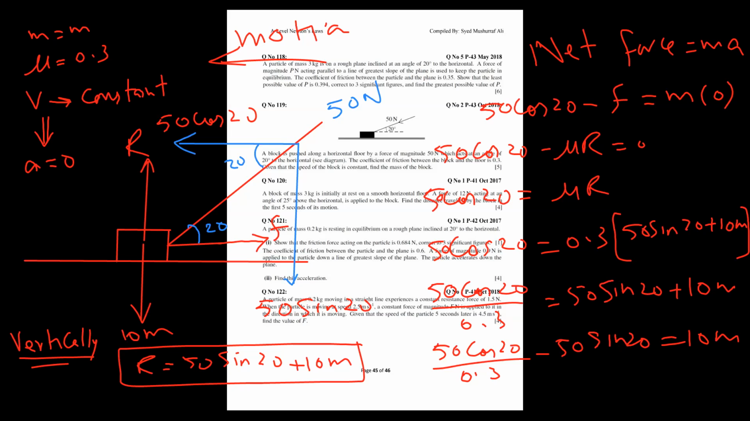After dividing by 10, the mass comes out as 13.95, 13.9514. Approximately, after rounding, it becomes 14 kilograms. So alhamdulillah, I think the idea is very, very clear.